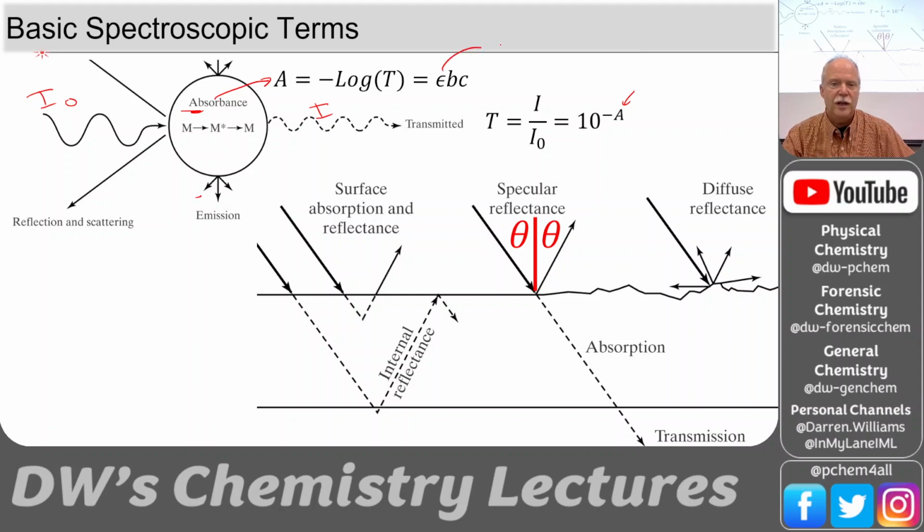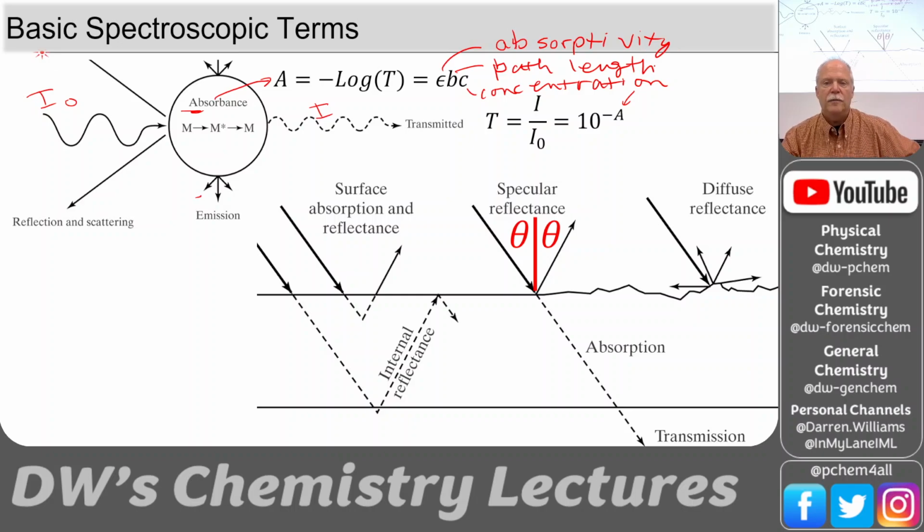E is the absorptivity, B is the path length, and C is the concentration. The biggest take-home lesson here is that absorbance, A, is directly proportional to the concentration, and of course the path length too. That's where we get our calibration curves. We change the concentration and we get this linear change in absorbance values.